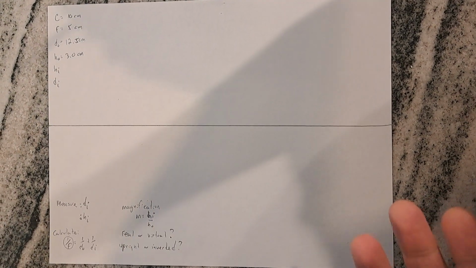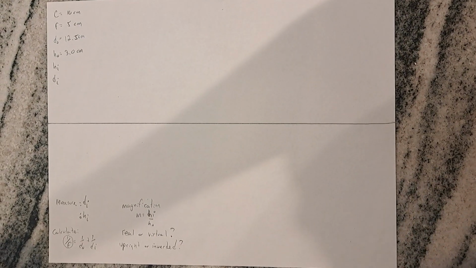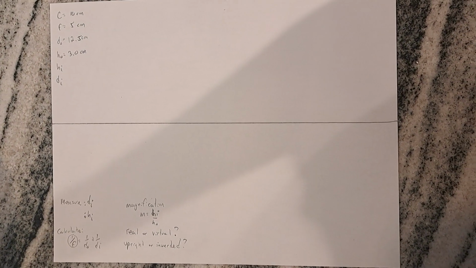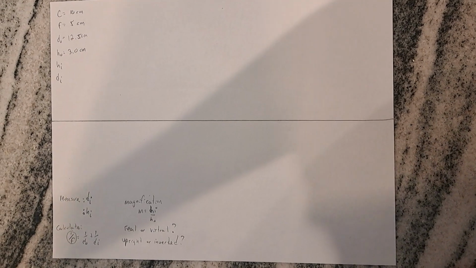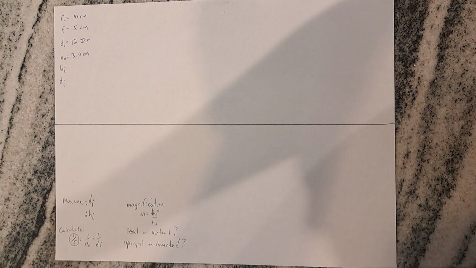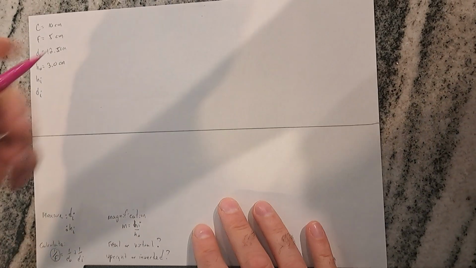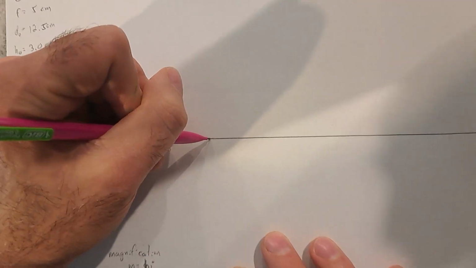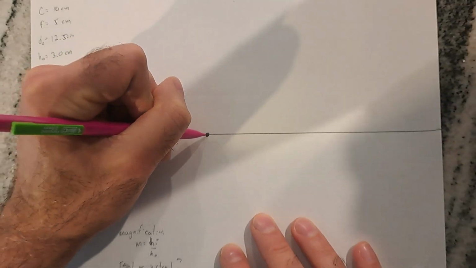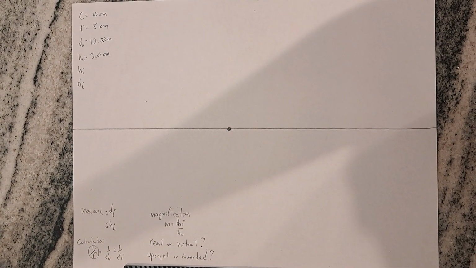That mirror has a radius. The radius of a curved mirror, a concave mirror, is considered the center of curvature. In order to do this properly, you have to measure everything. So I'm going to put a dot to represent my center of curvature right here in the middle of the page. I'm not necessarily measuring it, but somewhere in the middle is fine.